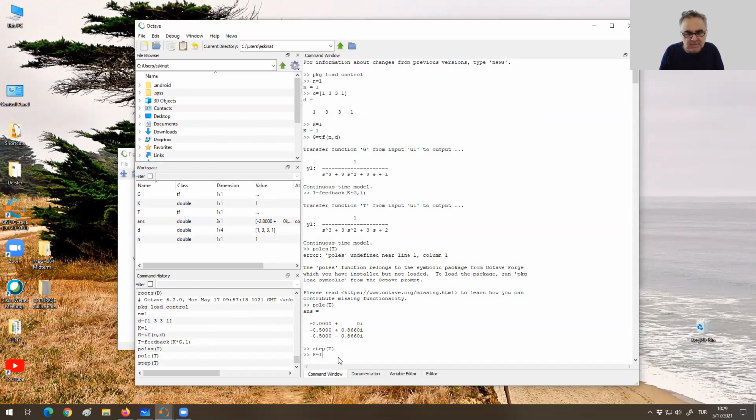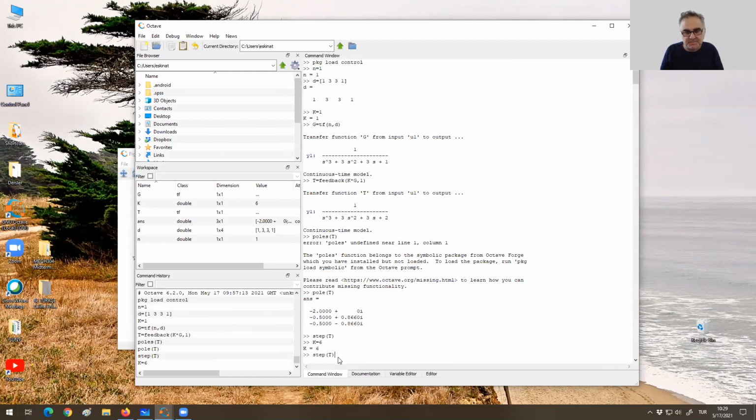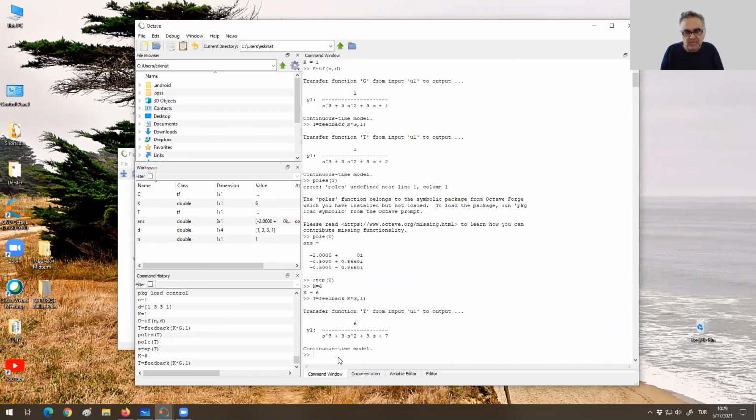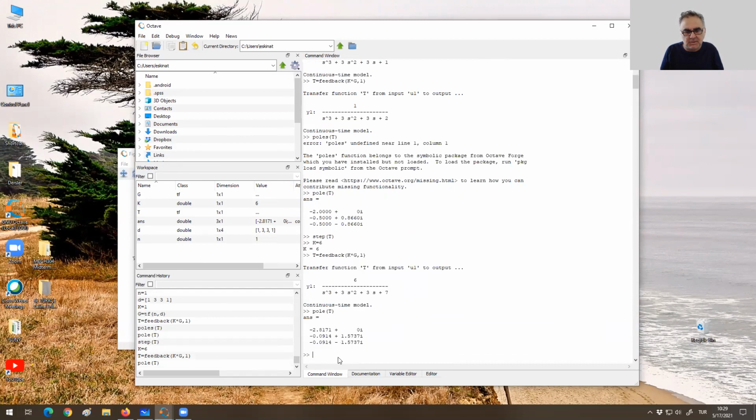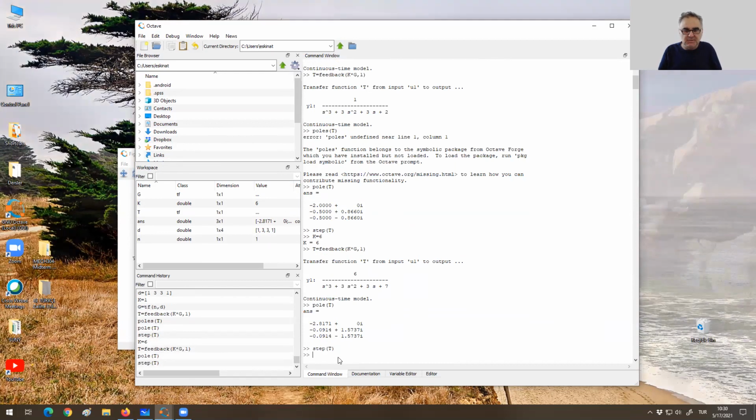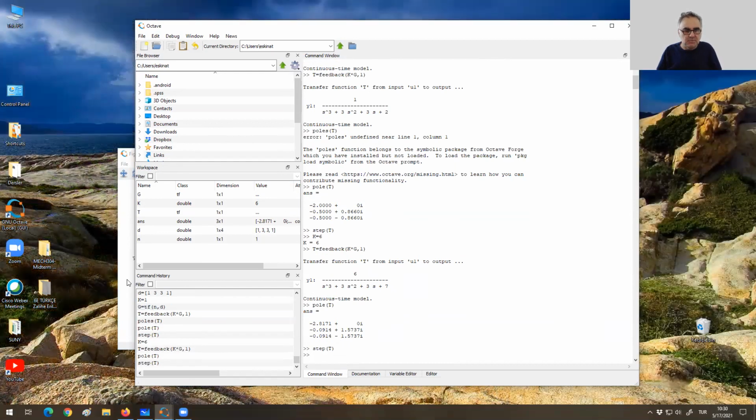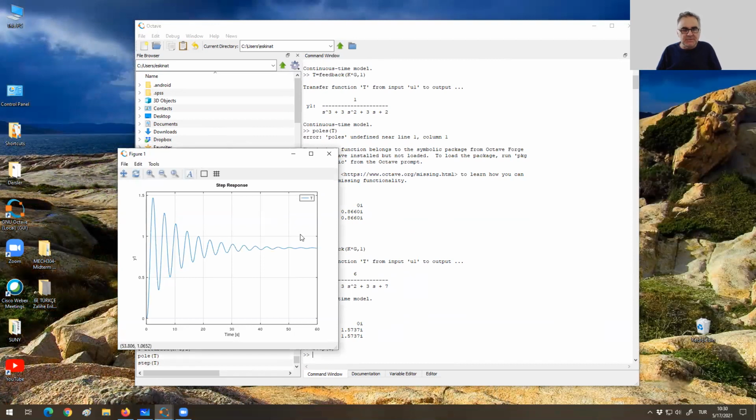Now, let's increase the K. This is 1. Let's increase it to 6, let's say. Now this system becomes like this. Its poles are now getting close to the positive real axis. And if you look at the step response, now the step response becomes oscillatory, as you see.